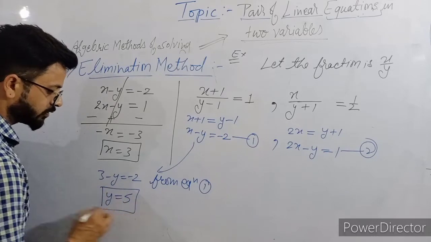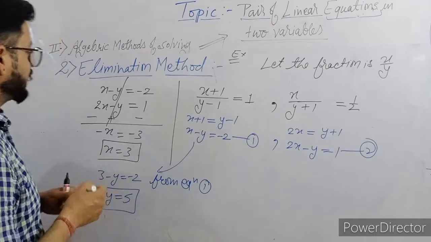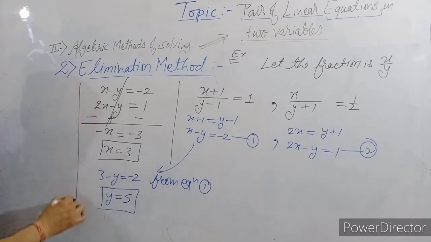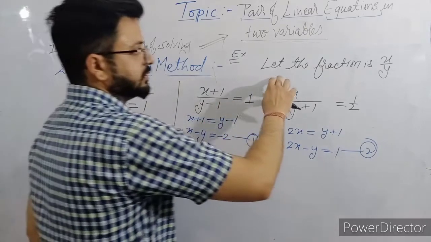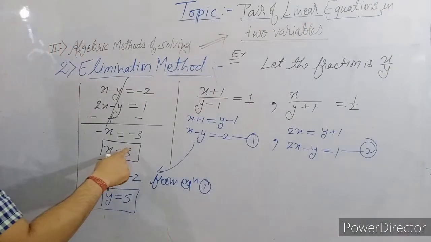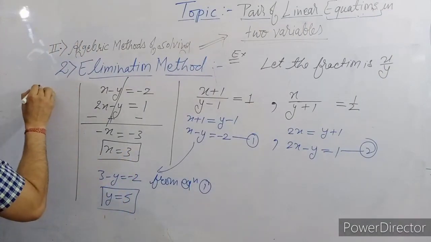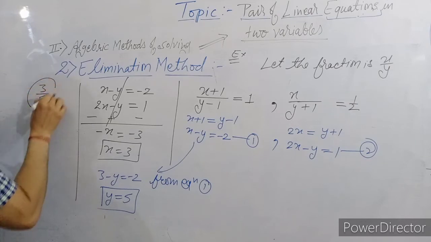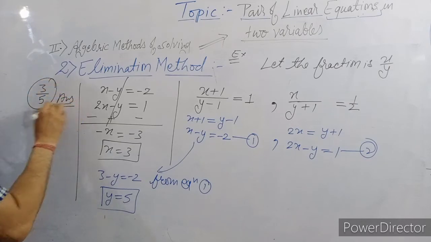Y is coming 5. Now this x and y is not the answer. We assumed the fraction is x upon y. So the fraction is 3 upon 5. This is our required answer. You note down questions like this also.